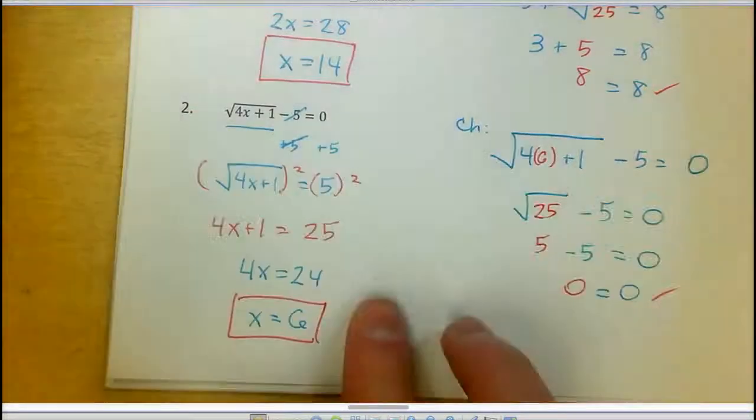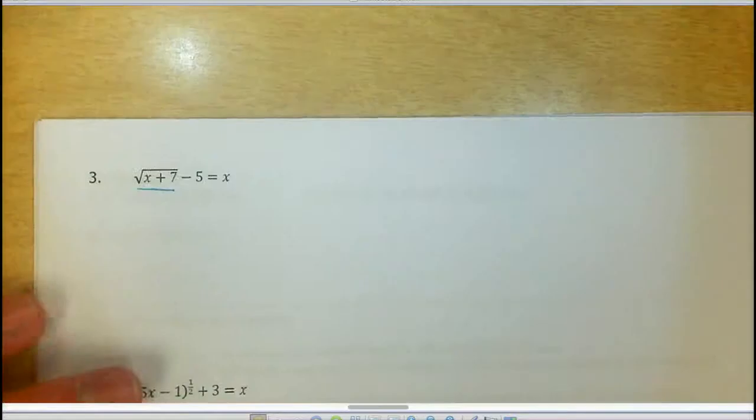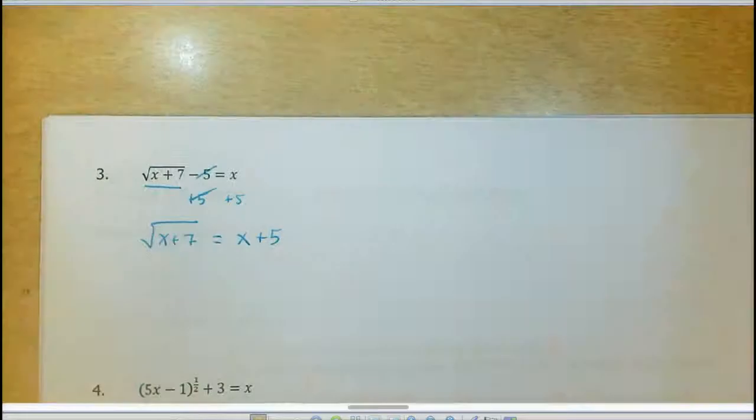Okay, moving on to number 3. We have radical x plus 7 minus 5 equals x. So I'm going to try to isolate radical x plus 7 first of all. That means I'm going to add 5 to both sides. So I get radical x plus 7 equals x plus 5. Now I'm going to go ahead and square both sides.